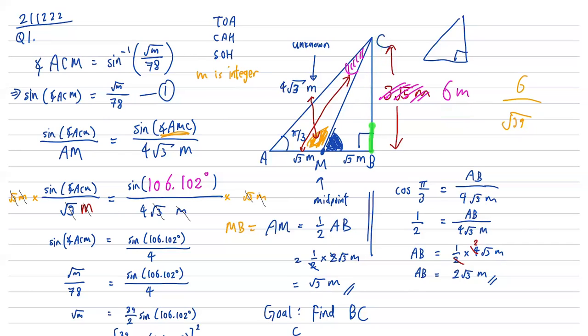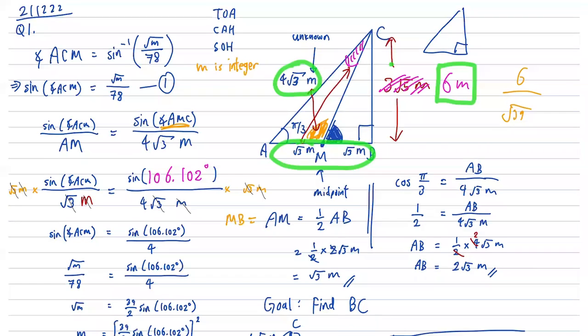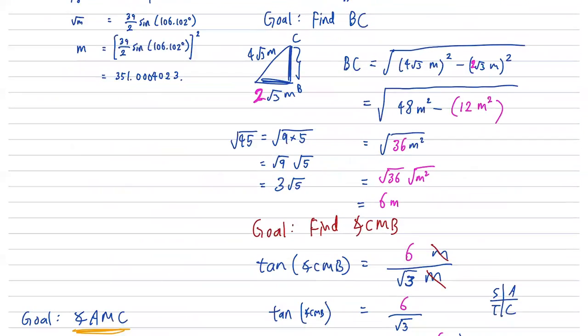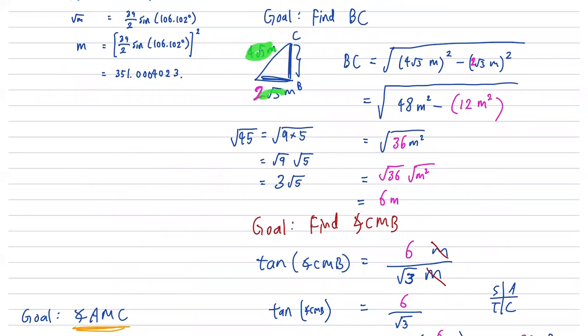I noticed that this BC does not just belong to this small right-angled triangle. BC also belongs to this big right-angled triangle. And in a right-angled triangle, to find the lengths, we can use Pythagoras theorem. We already know the hypotenuse is 4 root 3m. We already know this entire length AB is 2 root 3m. So by Pythagoras theorem, we can work it out to find 6m. And here is the working. The two lengths are 4 root 3m and 2 root 3m. So the unknown length is BC. To find BC, you just take the square root of 4 root 3m bracket squared minus 2 root 3m bracket squared.